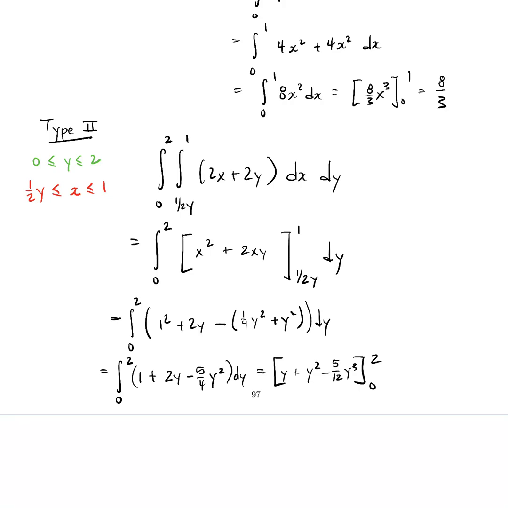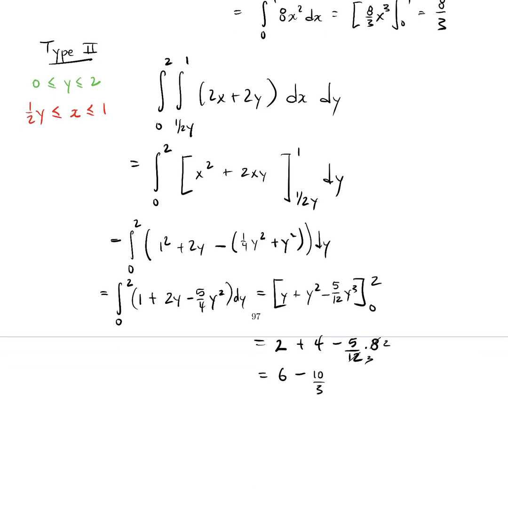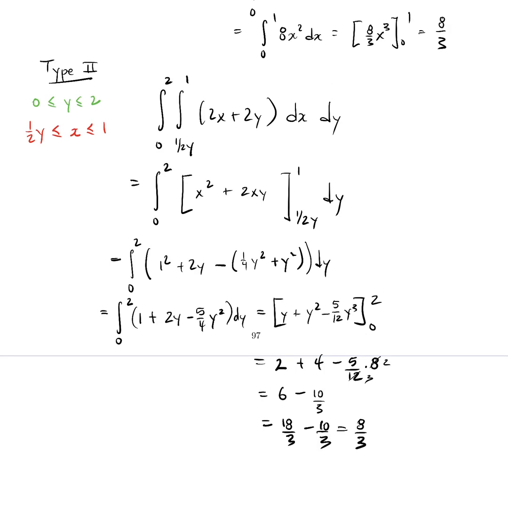And so that is going to give us 2 plus 4 minus 5/12 times 8. So let's clean this up a little bit. So 6 minus, if we divide by 4 on both of these, we'll get 2 and thirds. So 6 minus 10 thirds, which is 18 thirds minus 10 thirds, which gives us 8 thirds, which thankfully is the same answer that we got in the other order.